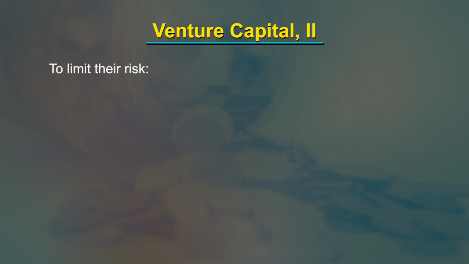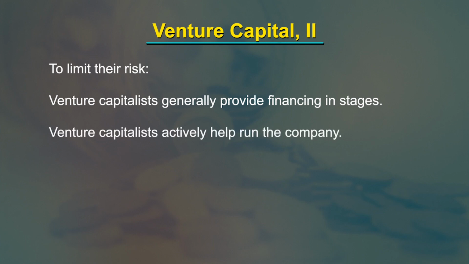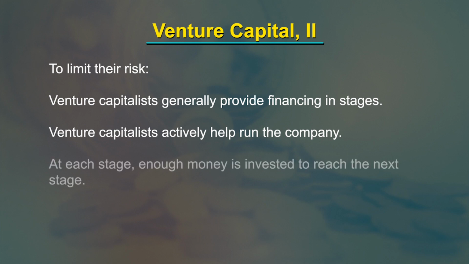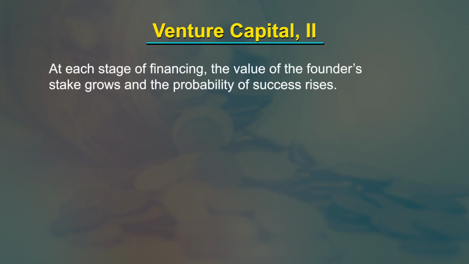So to limit this risk factor, we find that venture capitalists generally provide the financing in stages, and these venture capitalists actively help to run the company. So at each stage, enough money is invested to reach the next stage. And generally, there are two levels of financing for the venture capitalist. One is called the ground floor financing, and the other is called the mezzanine level financing. So at each stage of financing, the value of the founder's stake grows, and the probability of success increases.